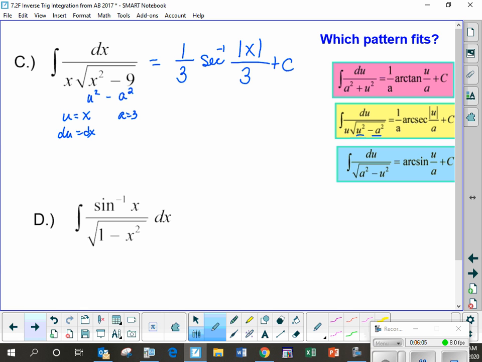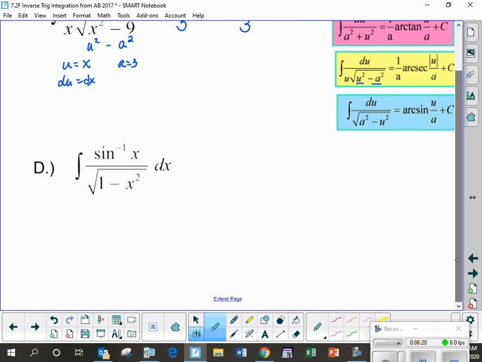For D, ooh, this looks interesting, doesn't it? Very interesting. Sine inverse of x, and then I get the square root. Okay, this is not any of these forms. However, the bottom does look like arc sine, doesn't it? What do you think we should use on D? I'm thinking this is just a typical u sub.